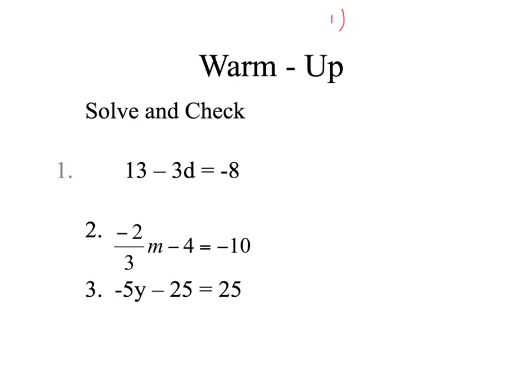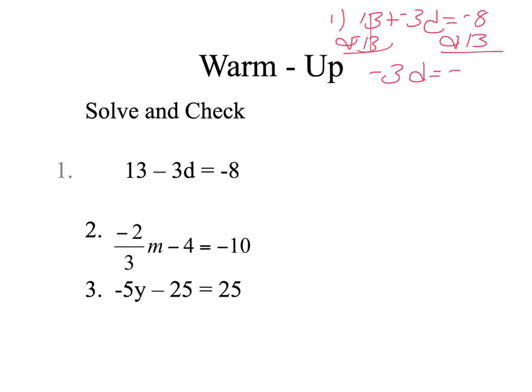Because I don't have a lot of room, I'm going to write all over wherever I can fit it in. So 13 plus negative 3d is going to equal negative 8. I'm going to add negative 13 to each side. So negative 3d equals negative 21, divided by negative 3, divided by negative 3. Remember that two negatives give you a positive, 7 as your final answer for the first one.